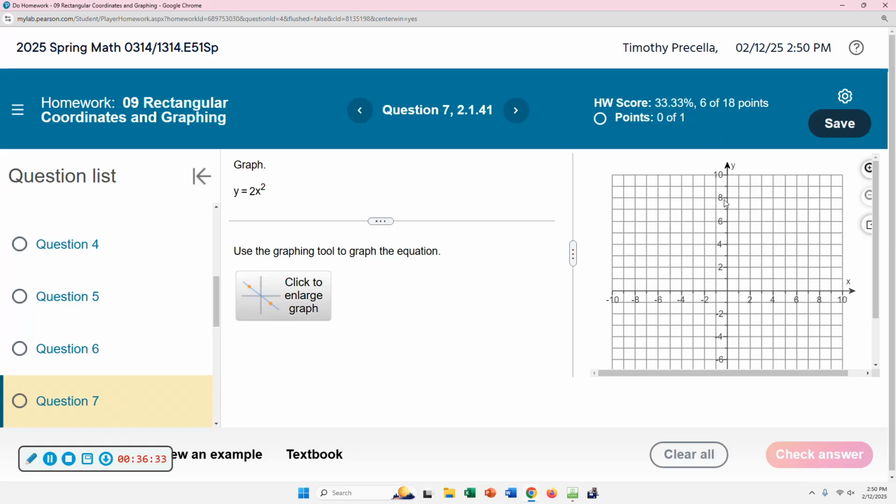So the numbers you use, you can't decide, oh, I'm going to use 20 for x, because you won't have 20 on the x-axis. Even though there's a 5 on the x-axis, you can't use 5 because that'd give you a y value of 50. 5 squared is 25 times 2. No, so just use something real close to 0 and you'll be fine.